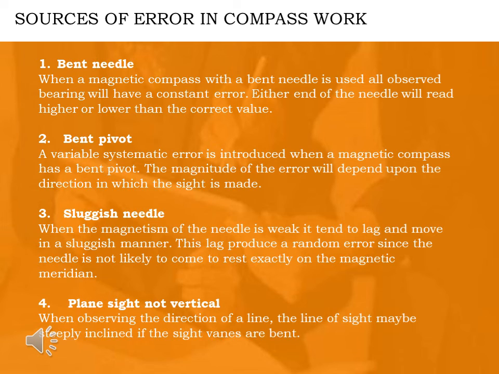Third, sluggish needle. When the magnetism of the needle is weak, it tends to lag and move in a sluggish manner. This lag produces a random error since the needle is not likely to come to rest exactly on the magnetic meridian. Fourth is plane of sight not vertical. When observing the direction of a line, the line of sight may be steeply inclined if the sight vanes are bent.